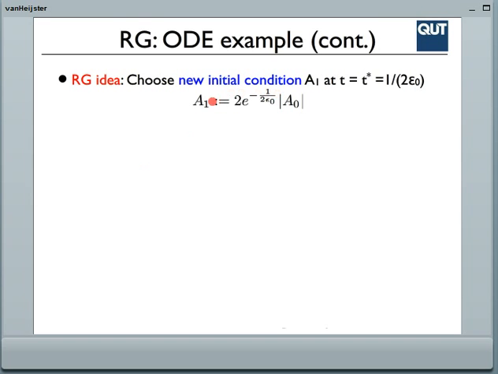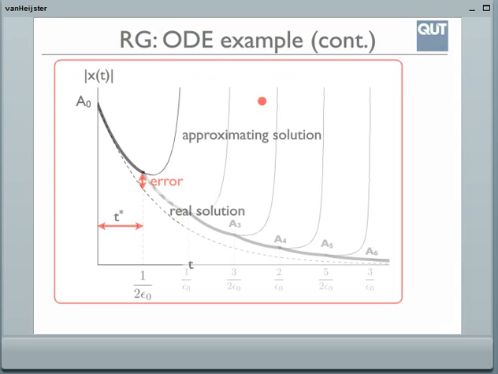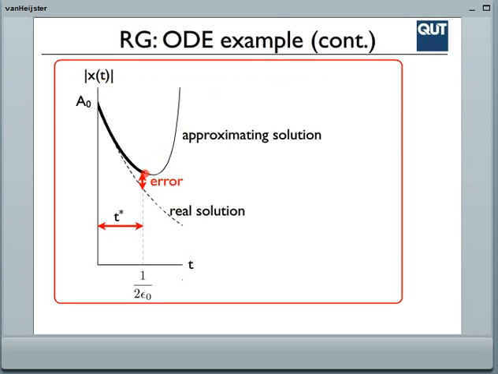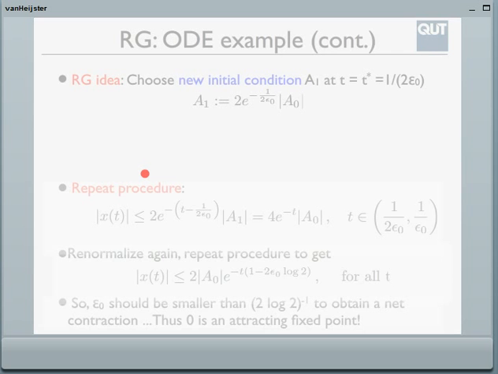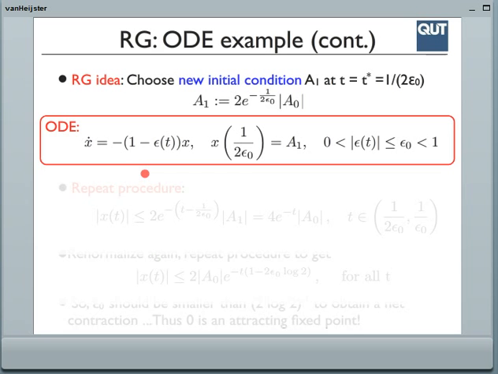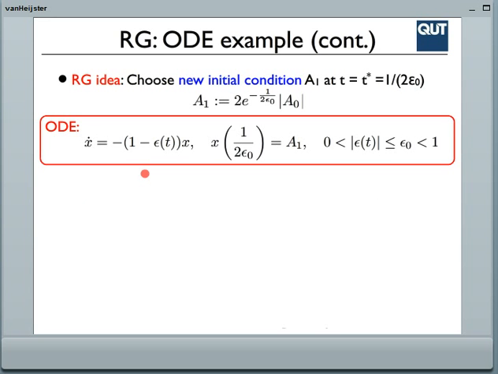Choose a new initial condition A1, which we actually choose to be the endpoint of our previous A1 approach. This point is really over here. So we now solve the new ODE, right? We have the same ODE, but now we have a new initial condition. So at time 1 over 2 epsilon naught, we are at A1.